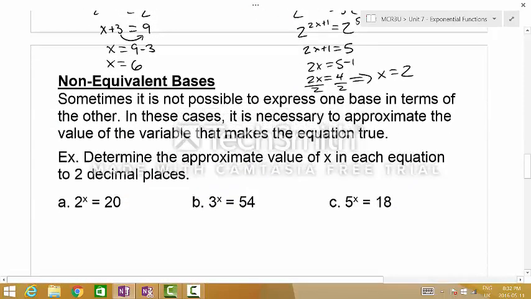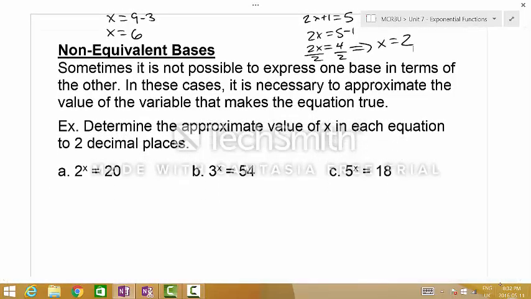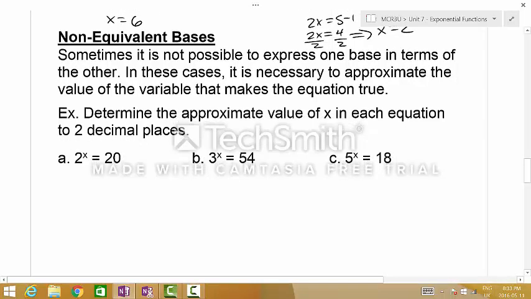Now, sometimes you won't be able to find equivalent bases. What that means is we can't do this equivalent base, ignore the base, make the exponents equal each other. What we have to do instead, there's a couple ways we can do it. The first way is we're going to approximate the value of x in each equation, and this essentially amounts to guess and check. So the first one, we have 2 to the x equals 20.